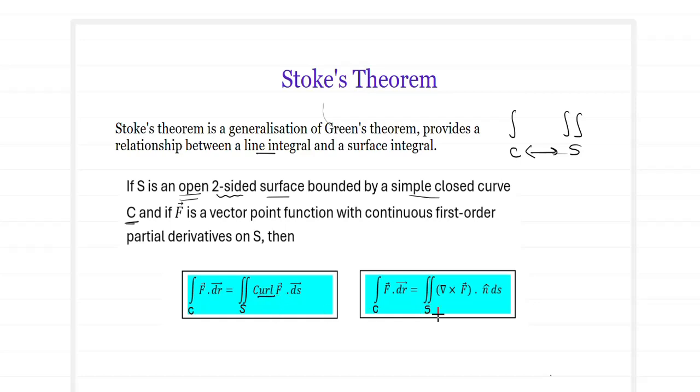This curl F can be rewritten as del cross F, and this ds vector can be rewritten as n cap ds. So, on substituting, Stokes theorem can be used in the format: integral over C of F vector dot dr vector equals double integral over S of del cross F dot n cap ds. This will be the formula we will be applying to problems or to any verification of Stokes theorem. We'll move on to an application to a problem.